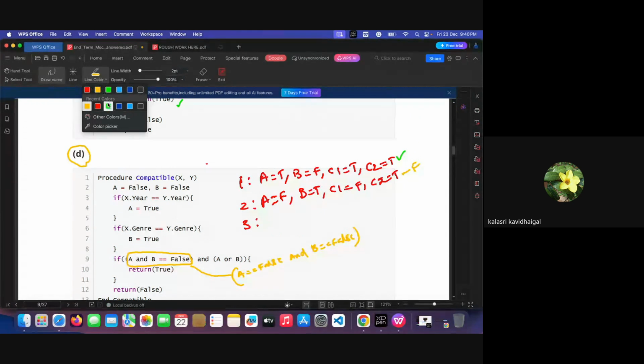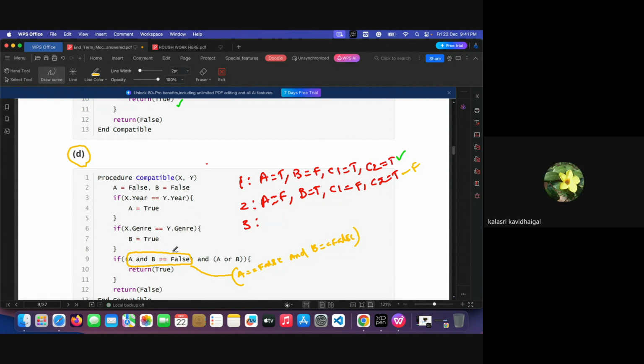A and B is false. Either A or B is false, no, right? A and B only. A and B is false means either A will be false or B will be false, it returns false only. No. A should be false and B should be false. Then it returns true.